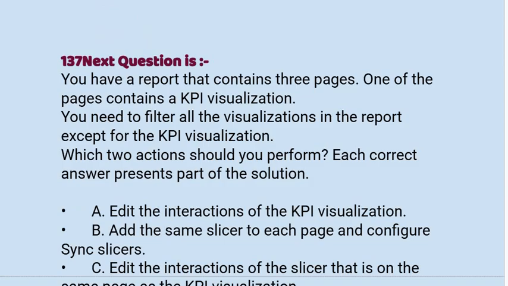Question is, you have a report that contains 3 pages. One of the pages contains a KPI visualization. You need to filter all the visualizations in the report except for the KPI visualization. Which 2 actions should you perform?